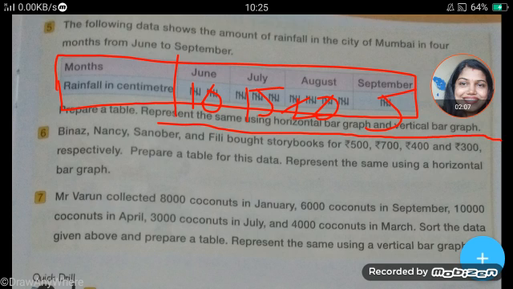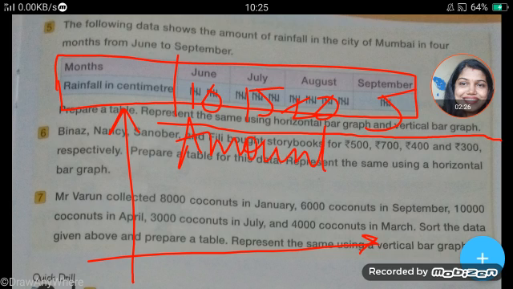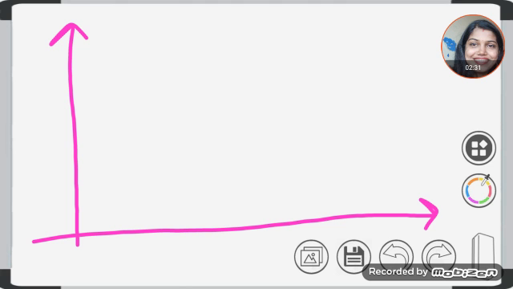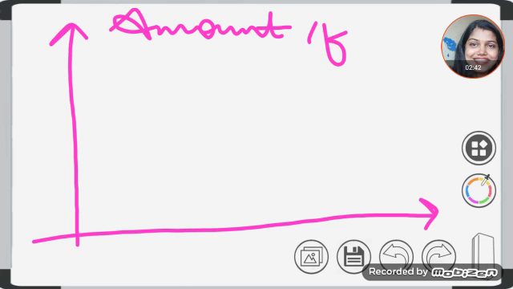When we create a bar graph, we need to understand that the axes are very important. And what is the topic? The amount of rainfall in the city by month. So the amount of rainfall is your title, as the first step. I have taken a whiteboard where I'm going to show you. First I'm going to write the title, that is amount of rainfall. You can also write your title, amount of rainfall.